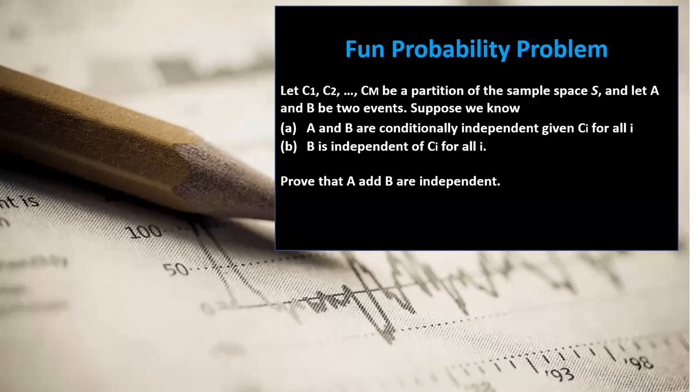Suppose we know, first, that the events A and B are conditionally independent for all the Ci, so C1, C2, all the way to Cm. And the second condition is that B is independent of all the Ci, C1, C2, all the way to Cm. So now we need to prove that A and B are independent.